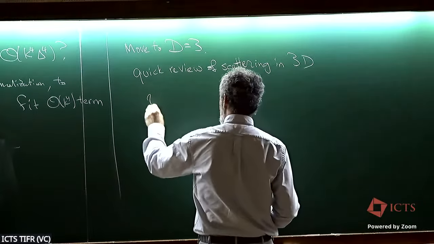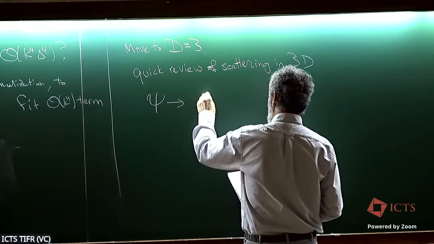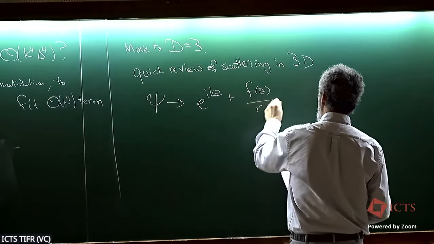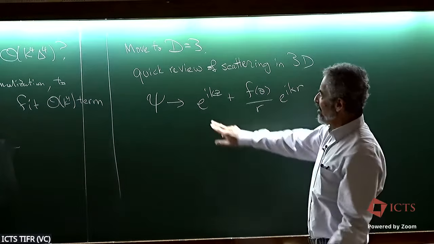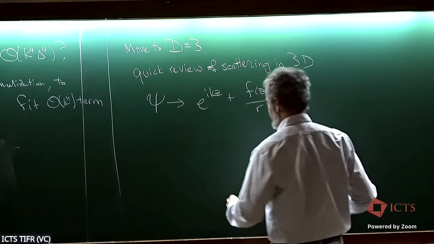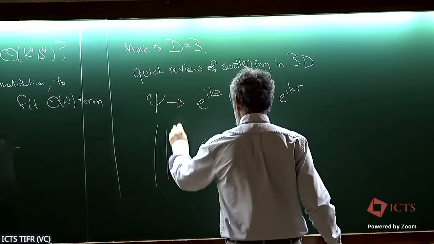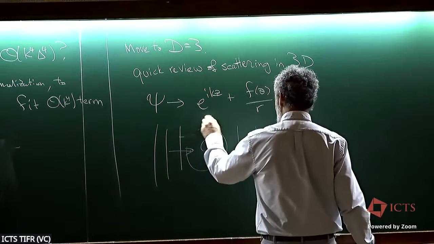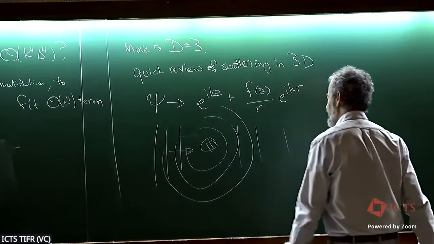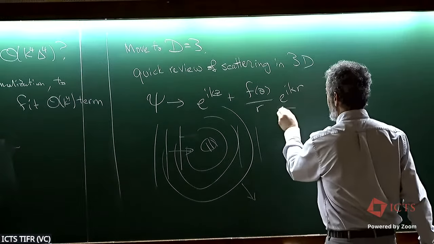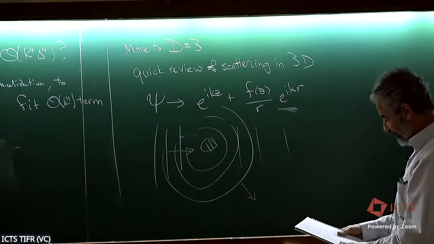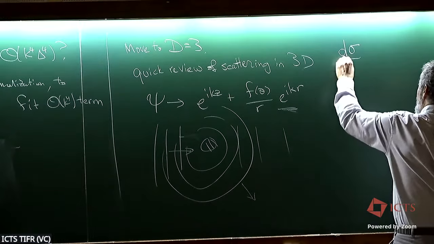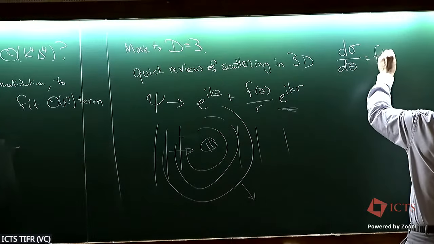We have psi goes to e to the i k z plus f of theta over r e to the i k r. So this is our plane wave that was coming into the scattering center, and it's moving this way. It keeps going through, but you also get this theta-dependent scattering that goes outward in a spherical wave. Then your differential cross-section is just equal to the absolute value of f of theta squared.